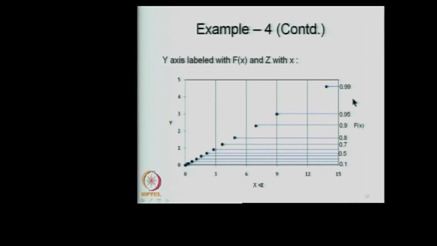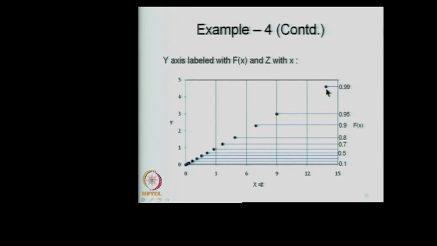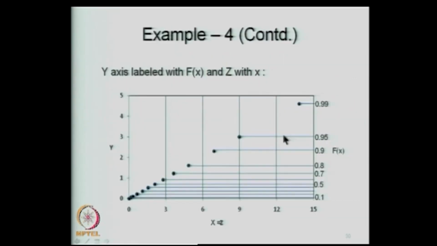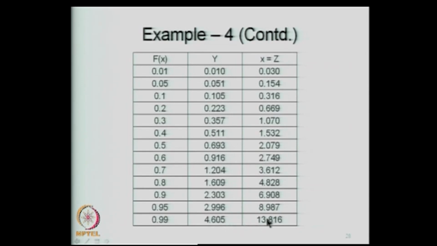So, I am just translating the y axis into an f of x axis. So, the value of y that you had, I will rename or relabel it with the associated f of x value. So, this comes to 0.99, next comes to 0.95, next comes to 0.9 and so on. So, this is what I am doing now. This was 0.99 corresponding to 4.605, 0.95 corresponding to 2.996 and so on. So, these are the values that I will replace for these values of y.